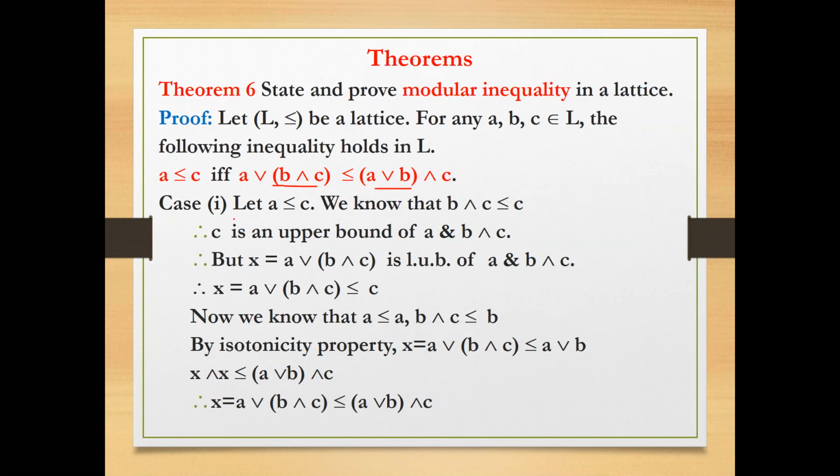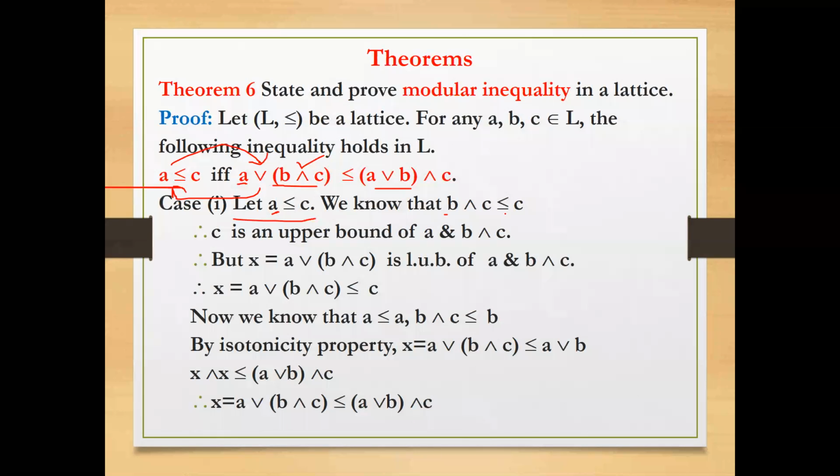So firstly, A less than or equal to C. We suppose it and prove that the inequality holds, because we have if and only if. So from both ways we have to prove it. So firstly take A less than or equal to C. Now on this side, A less than or equal to C. The second term is B meet C.